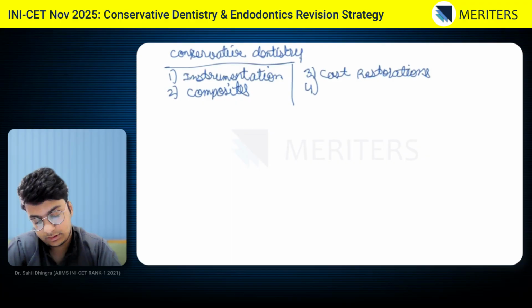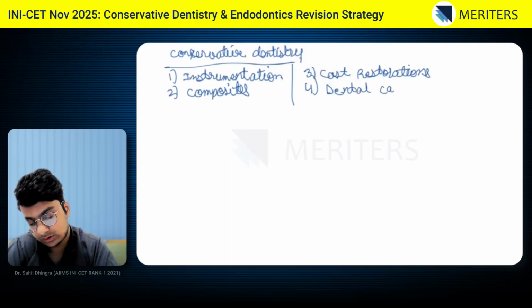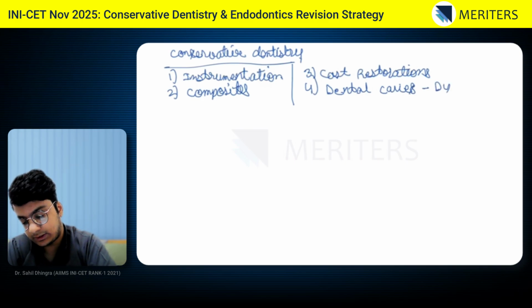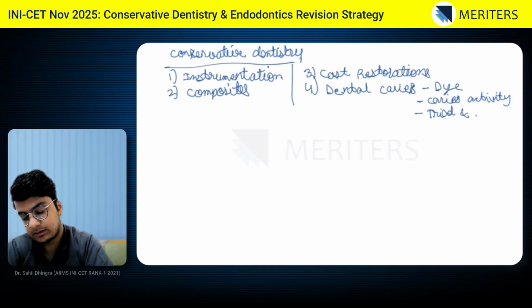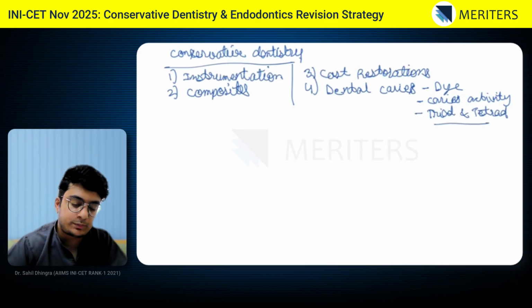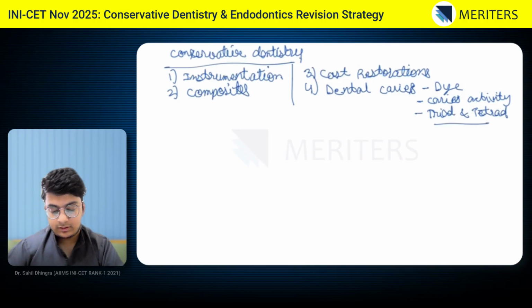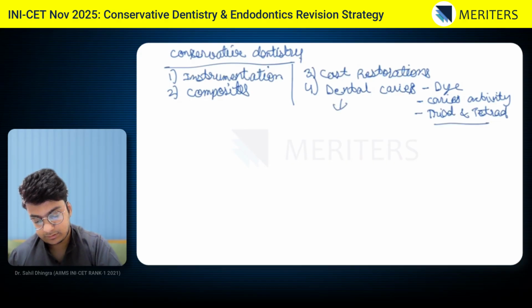Apart from this, there is not much other than we have dental caries, which is being asked a lot now. In dental caries, they can ask you newer things like your dyes, your caries activity tests. Then they can ask you the triad and the tetrad, the Keyes triad and the Newbrun tetrad. But these are mostly things you would cover in other subjects. For example, in your public health, you will cover all these caries activity tests, the triad, the tetrad.